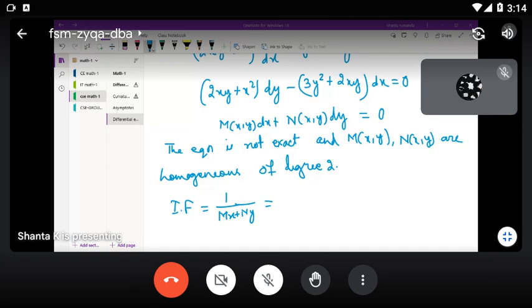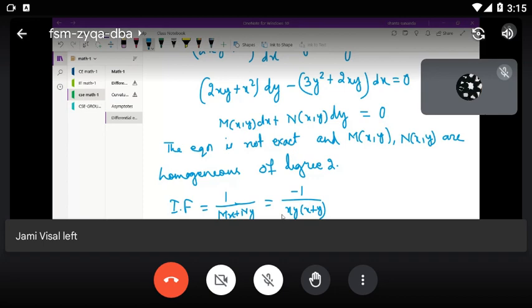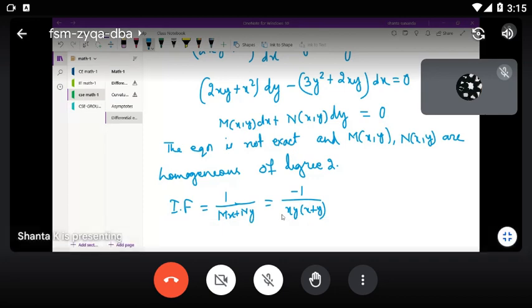Yes, ma'am. Okay, what is the integrating factor? After solving, 1 by minus xy into x plus y. Okay, this is the integrating factor. Minus sign is there. Why minus sign? You can take this one minus or plus also, you can see.